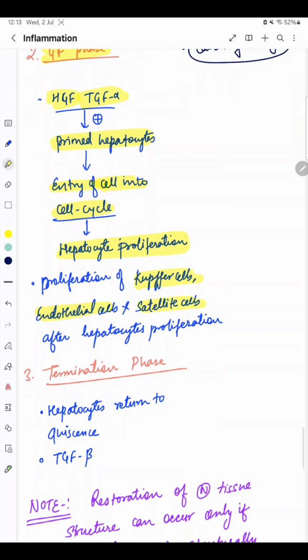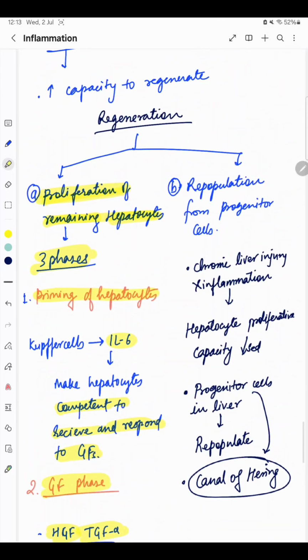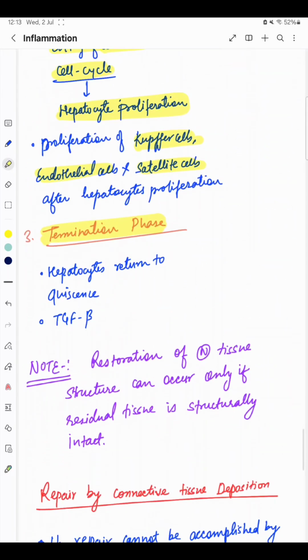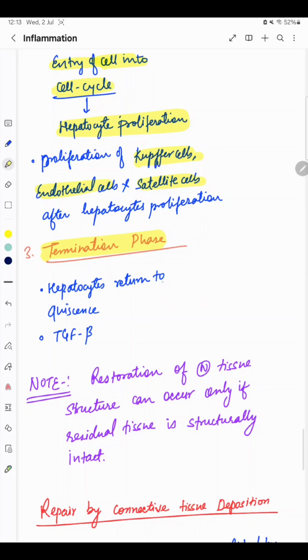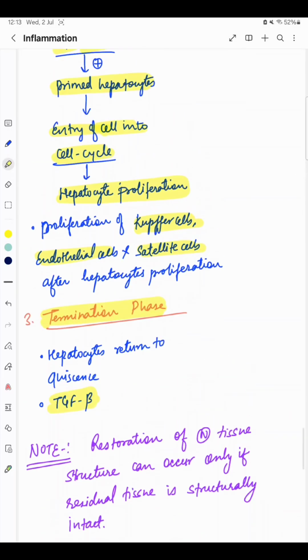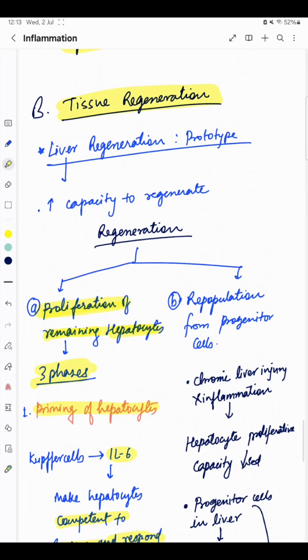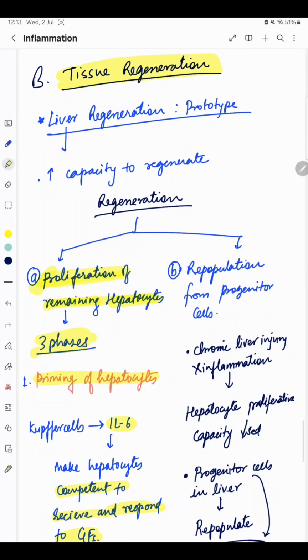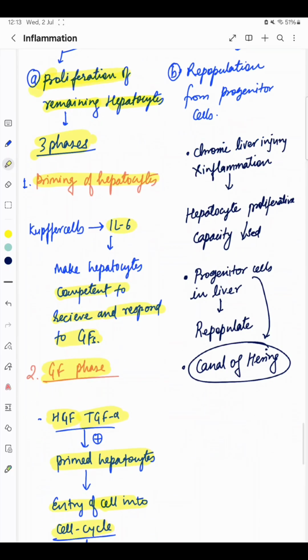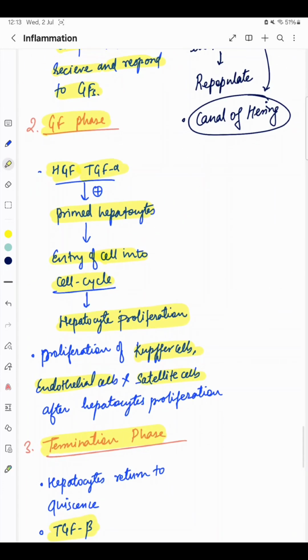Now the third phase in regeneration is where hepatocytes return to the quiescent stage, and in this phase TGF beta plays an important role. In liver regeneration, we have discussed the proliferation of remaining hepatocytes in three phases. Phase 1 is priming of the hepatocyte, phase 2 is the growth factor phase, and phase 3 is the termination phase.